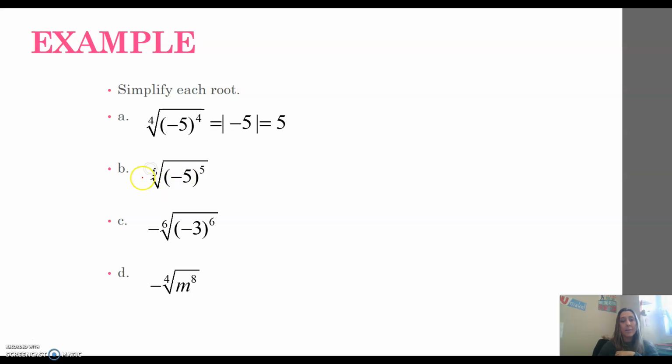So B, both of them are odd. This is odd, and this is odd. Absolute value is not needed because those are odd. Negative 5, because n is odd.